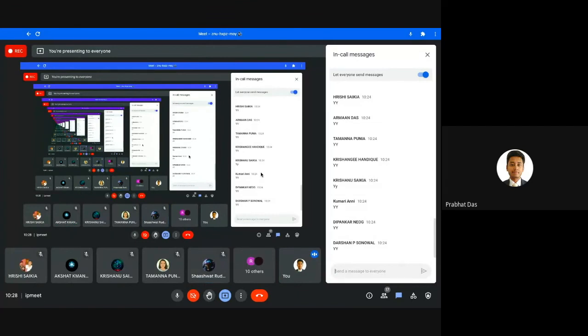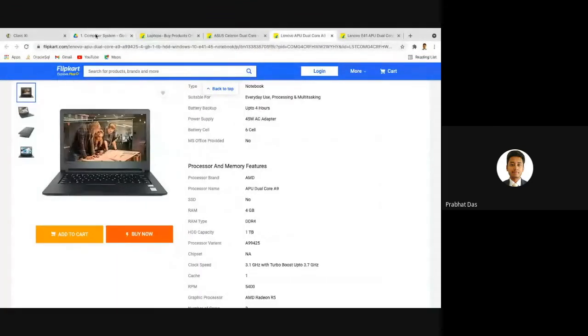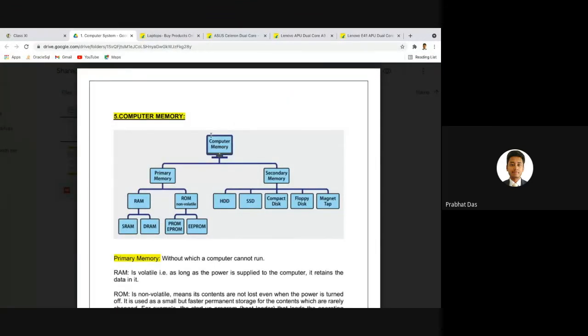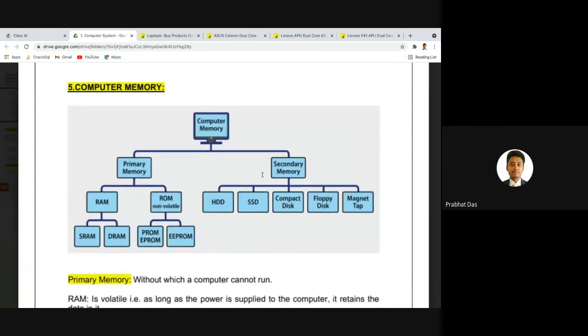Okay, so this was all about the cache memory and the memories. Now let us try to understand the primary memory and the secondary memory. The primary memory can be divided into the following types: RAM and ROM. The secondary memory can be classified into the following types: hard disk drive, SSDs, compact disk, floppy disk, or magnetic tapes.